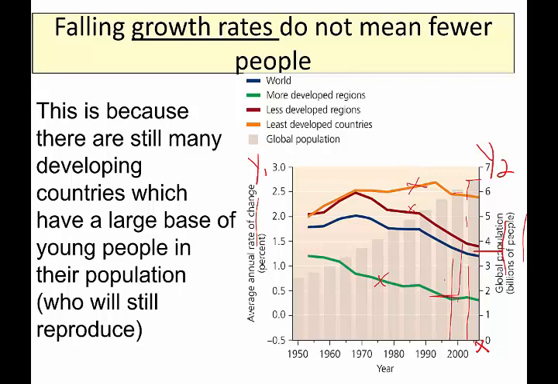But no matter what you're looking at, you can see that the world population is still going up. So even though the growth rate of each country is going down, the world's population is still going up. And the reason for this is because there are still many developing countries that have a large base of young people in their population. And those young people are going to reproduce and have more children, and that's going to cause an increase. It's just that the increase is not going to be at as great a rate as it would have been.